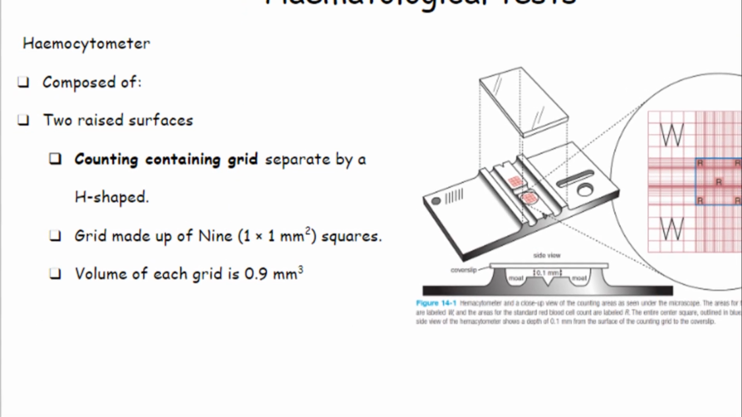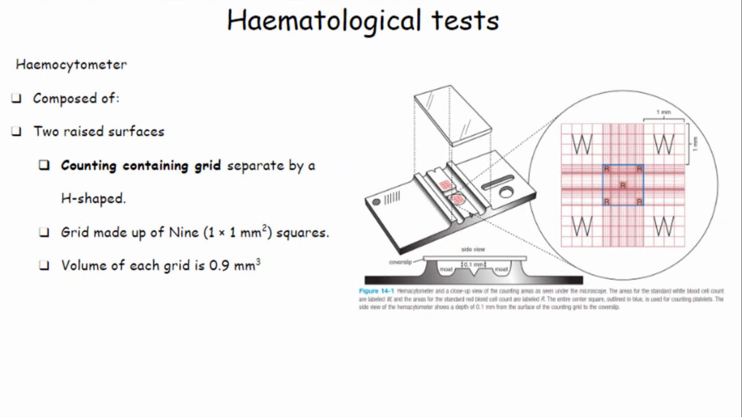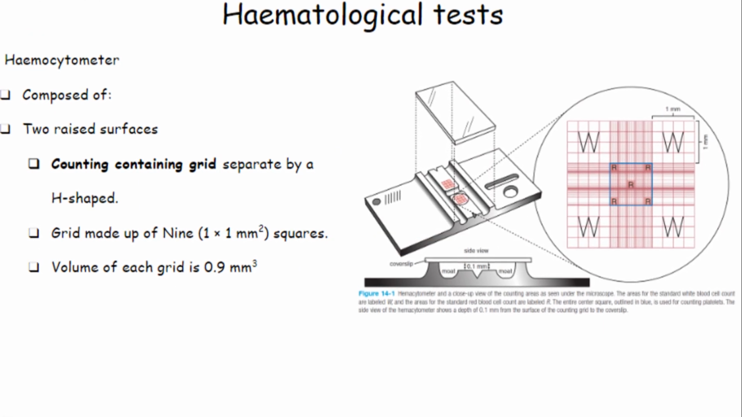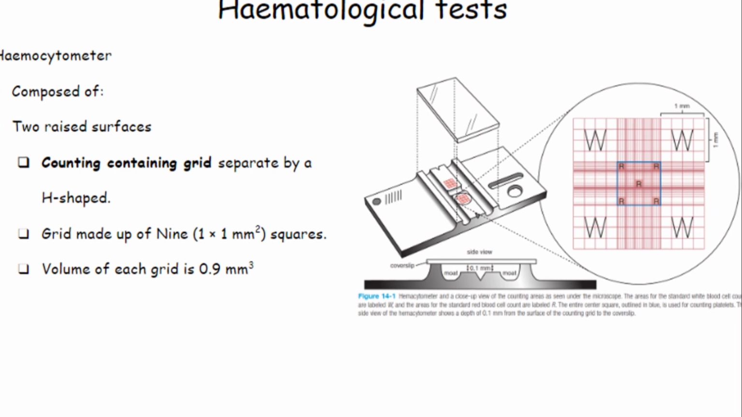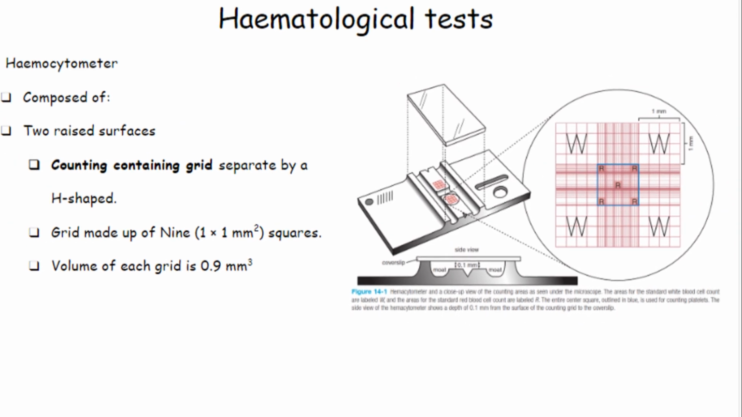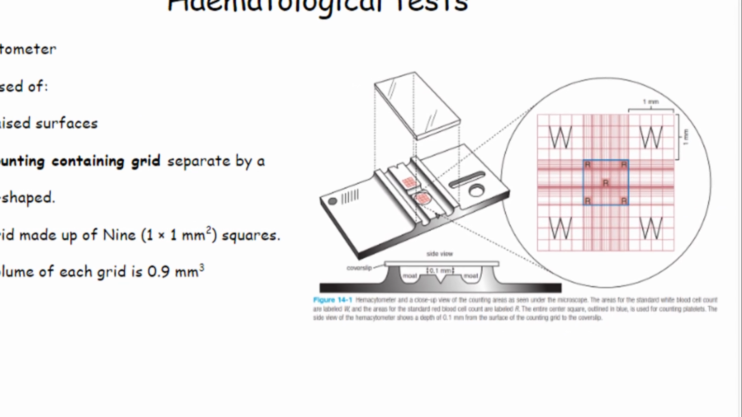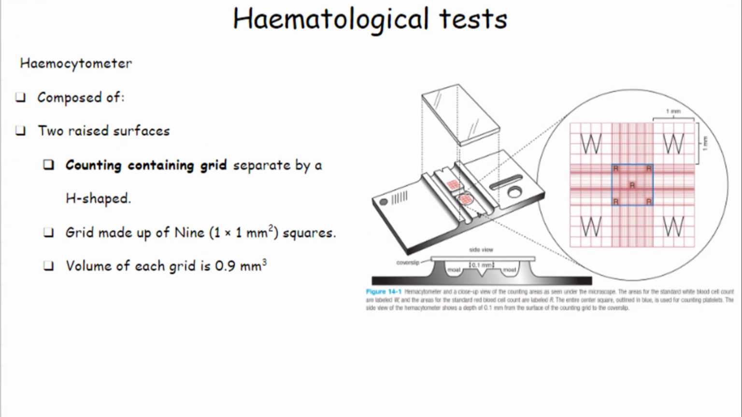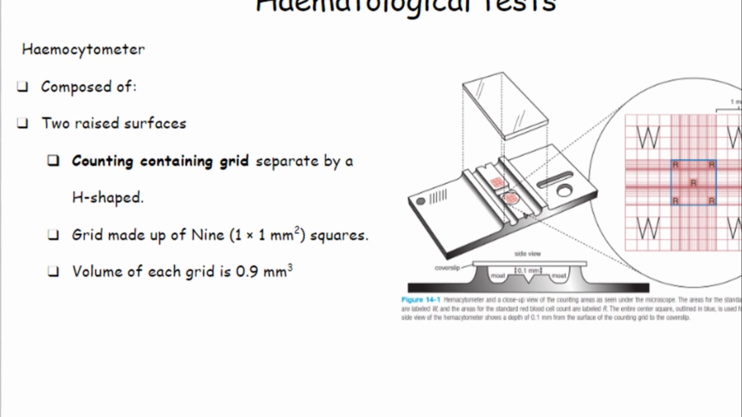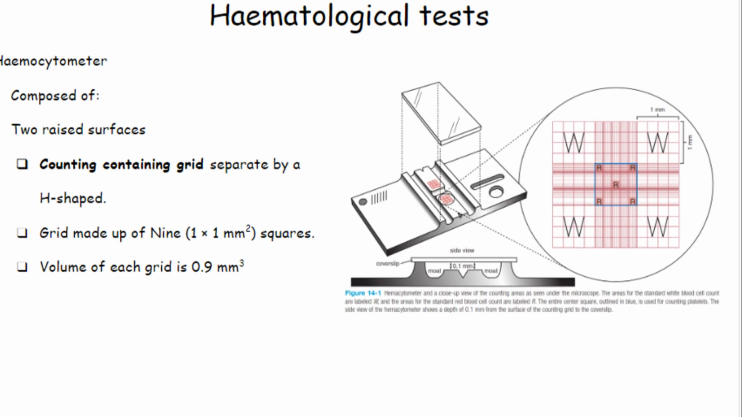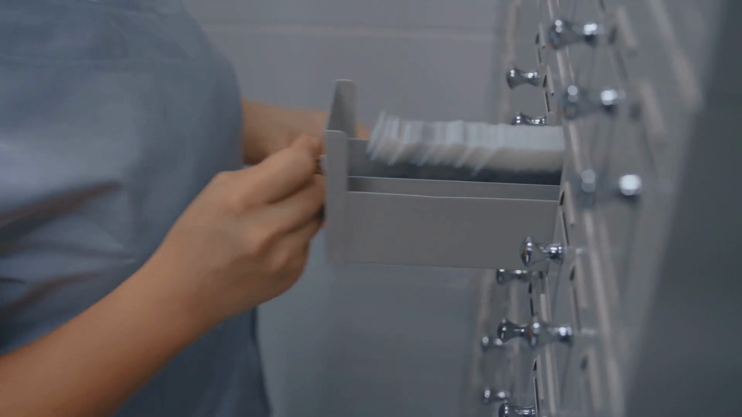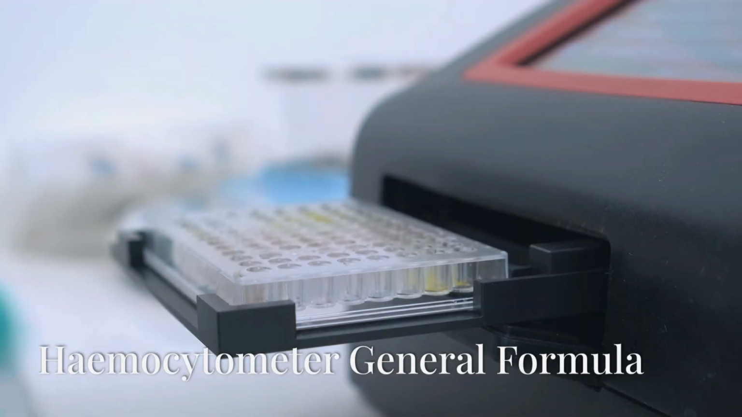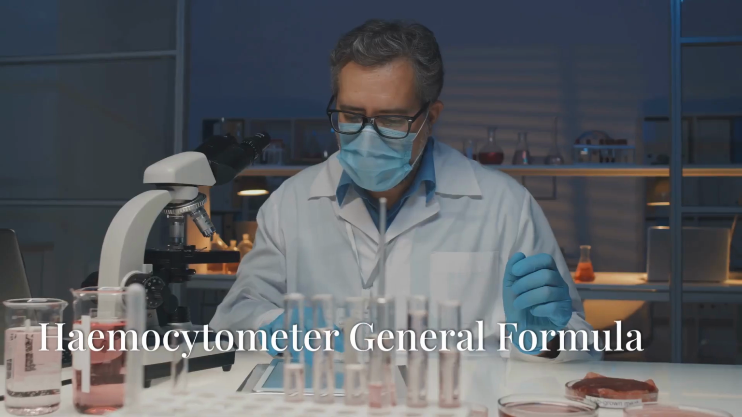Haemocytometer structure includes several key components. First, there are the raised surfaces, two elevated platforms where the grid is etched for cell counting. The counting grid is separated by an H-shaped moat and consists of 9 large squares, each measuring 1 by 1 millimeter. Each square has a volume of 0.9 cubic millimeters, allowing for the calculation of cell concentration in a sample.